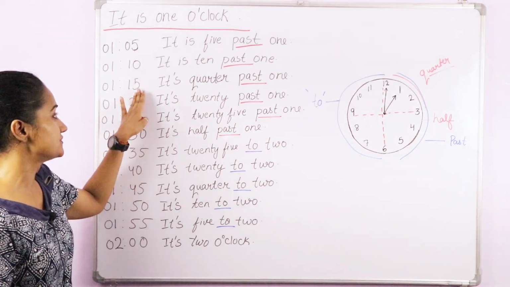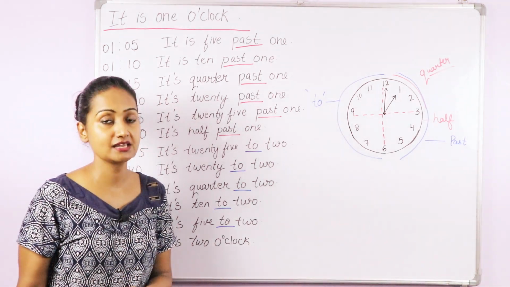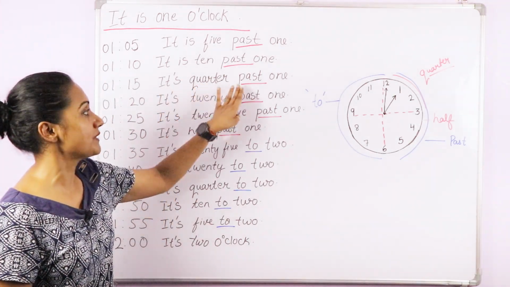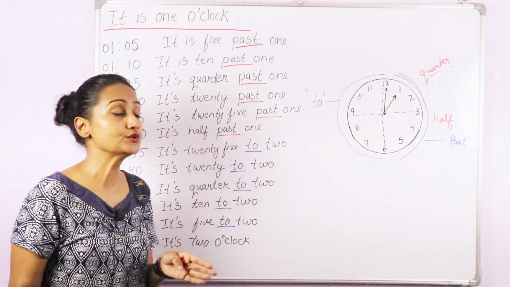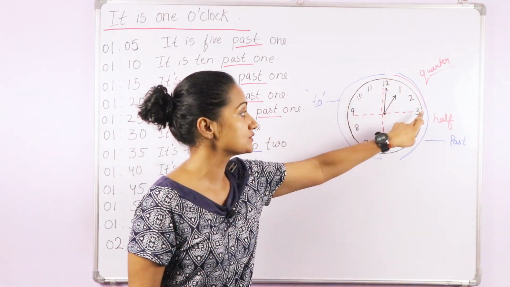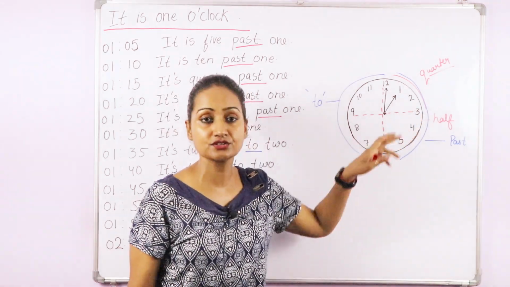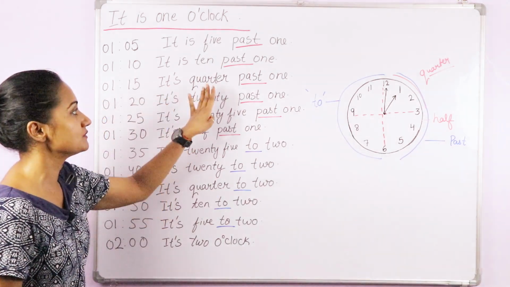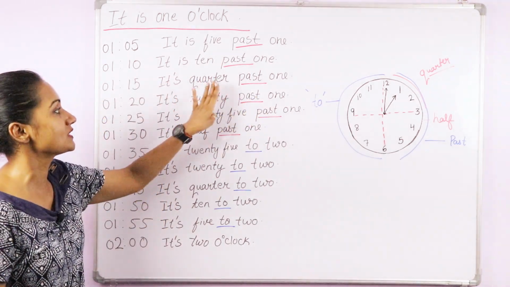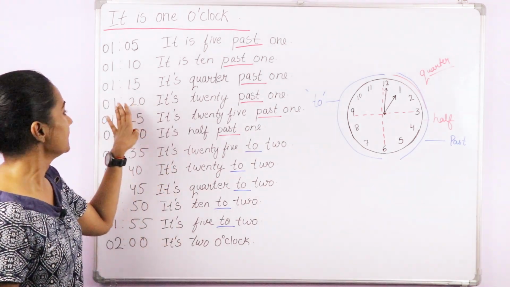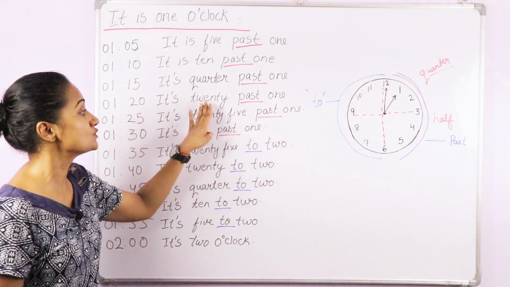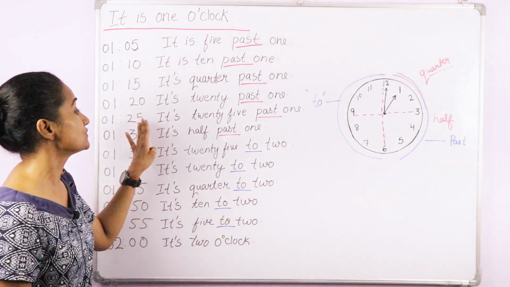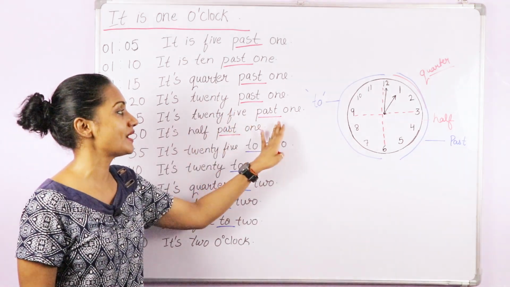Now next is 1:15. So sometimes people make this mistake. Please don't say it's 15 past 1. No. Here you will use quarter, because from 12 to 3 this is a quarter. So we are going to use the word quarter, not 15 minutes. You will not say it's 15 minutes past 1. No, it's quarter past 1. Next is 1:20. It's 20 past 1. Next is 1:25. It's 25 past 1.